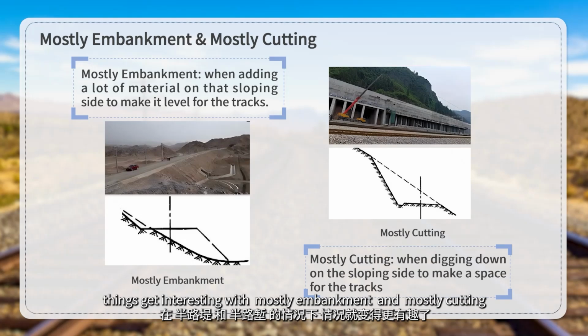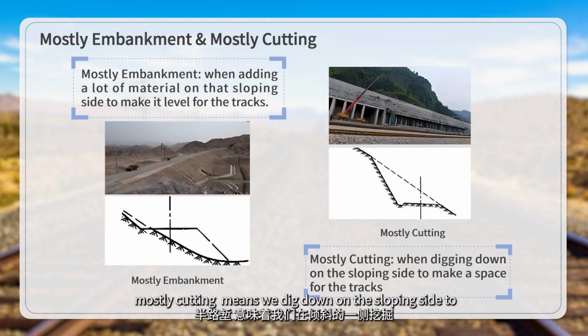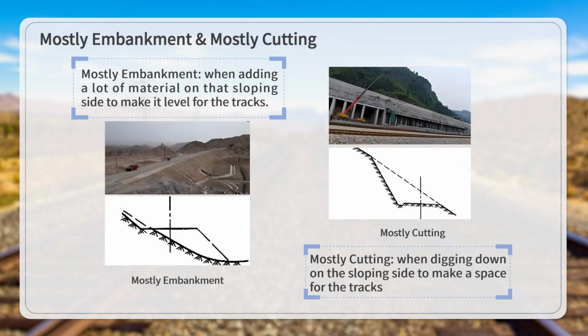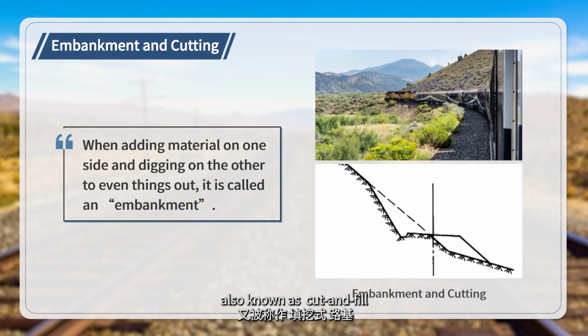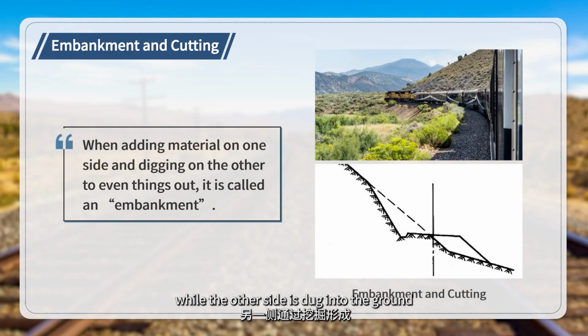Now, things get interesting with mostly embankment and mostly cutting. Imagine the ground is sloping to one side. Mostly embankment means we add a lot of materials on that slope side to make it level for the tracks. On the other hand, mostly cutting means we dig down on the sloping side to make a space for the tracks. Embankment and cutting, also known as cut and fill, is a bit like balancing. It's when we add material on one side and dig on the other to even things out. Imagine one side of the tracks being built up with soil, while the other side is dug into the ground. This creates a balanced track foundation.